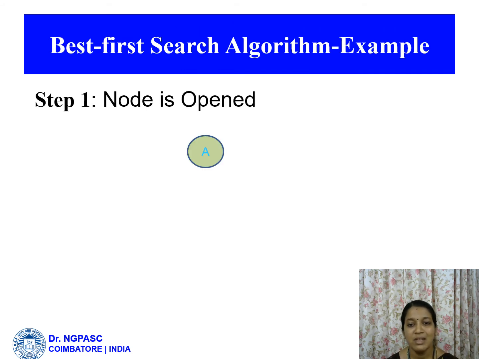Let us see the simple example I have given here for the best first search algorithm. Here I have given a node A which is open.